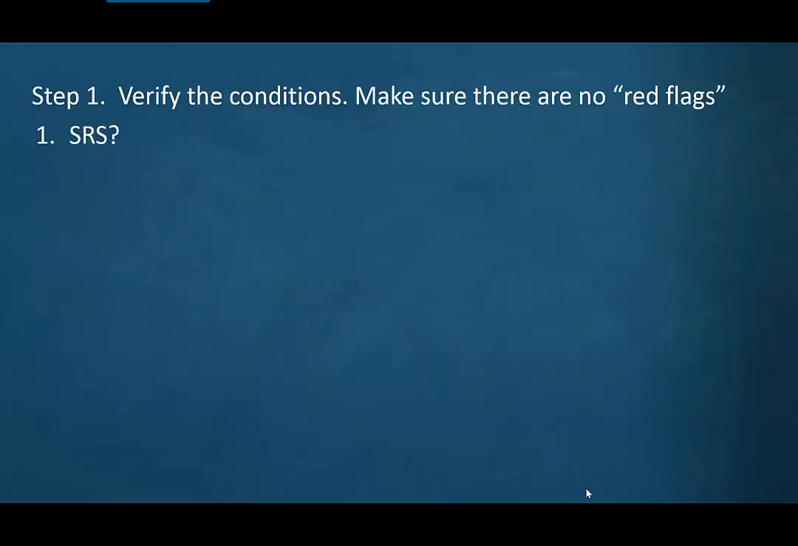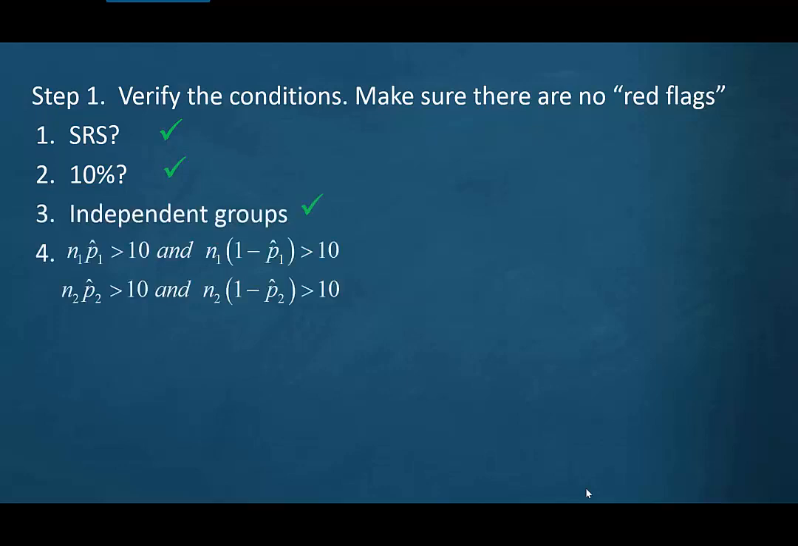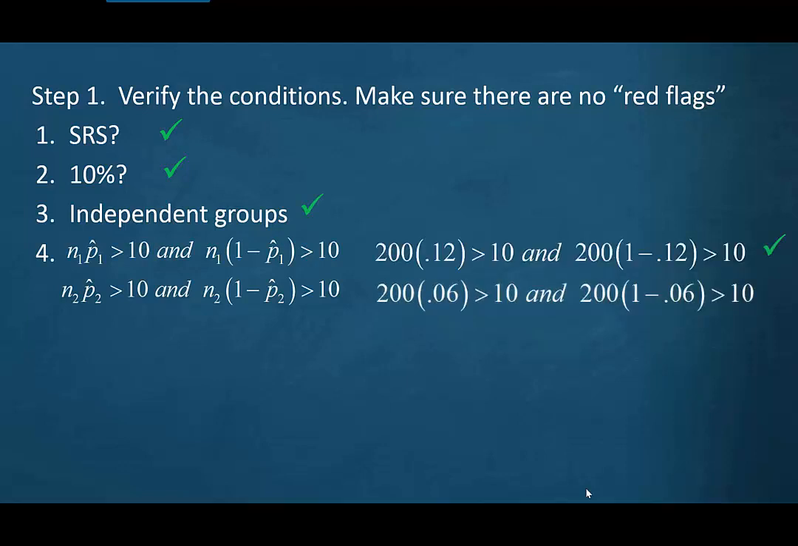Again, we're going to verify the conditions. Simple random sample. That one looks good. Assume that's okay. Certainly less than 10% of the whole population. Groups are independent. And our count condition, n1 times p1 bigger than 10. So 200 times 0.12 is bigger than 10. 200 times 1 minus 0.12 is bigger than 10. 200 times 0.06 is bigger than 10. And 200 times 1 minus 0.06 is bigger than 10.